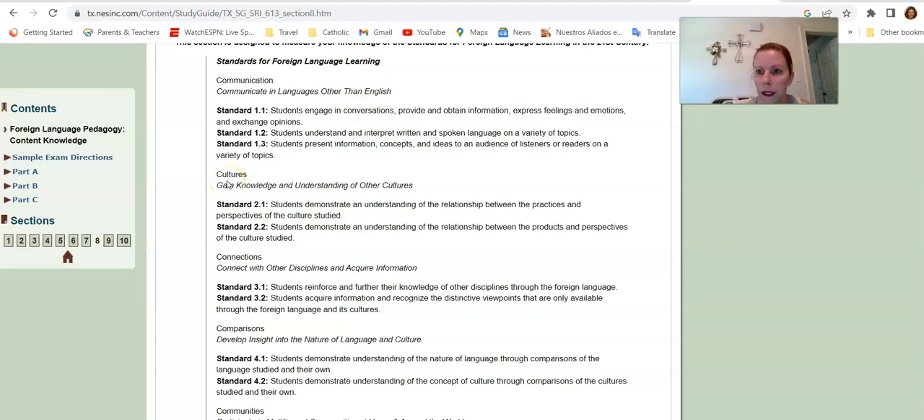Next we have cultures. Cultures is the most confusing one, because it's not what we usually think of about cultures. So let's look at 2.1. Students demonstrate an understanding of the relationship between the practices and perspectives of the culture studied. Practices are things people do, like they practice an instrument, a sport, a religion. Perspective is your mindset, your point of view, your beliefs. So it's all about knowing how your beliefs are related to your practices.